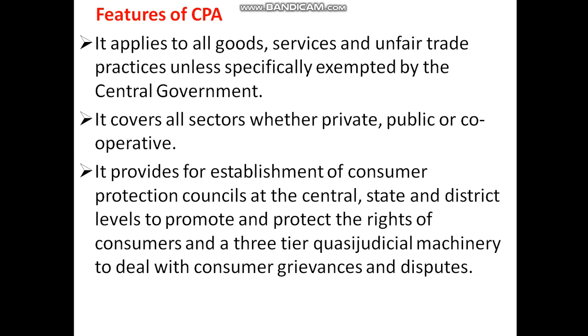There are consumer councils at the district, state, and central levels to promote the protection and rights of the consumers, and a three-tier quasi-judicial machinery. The quasi-judicial machinery is the consumer court for redressal. This court will deal with consumer grievances, complaints, and disputes. These are the features of the Consumer Protection Act.